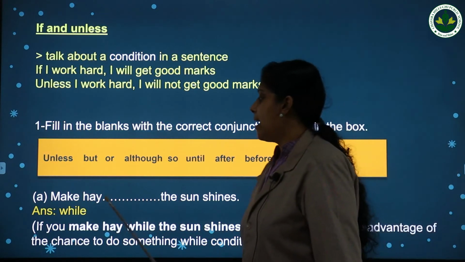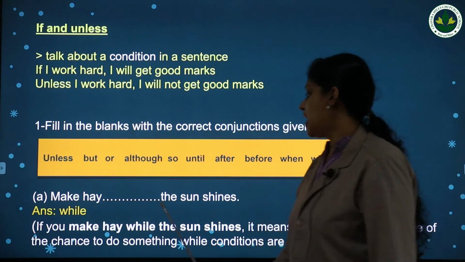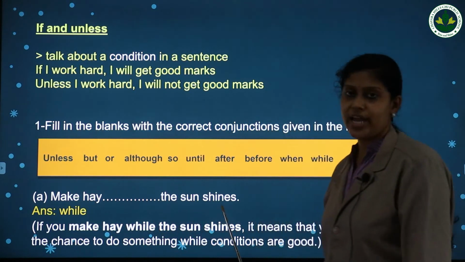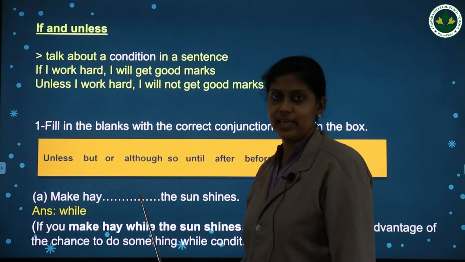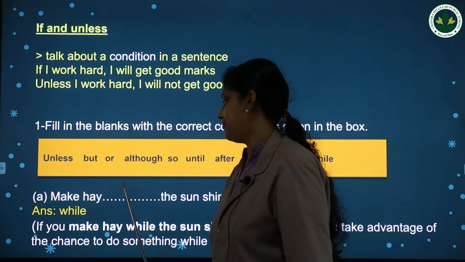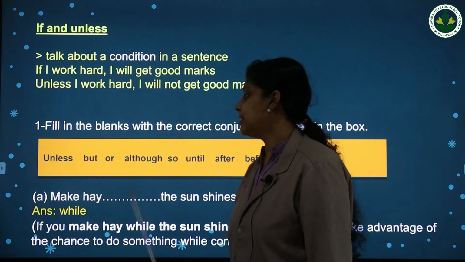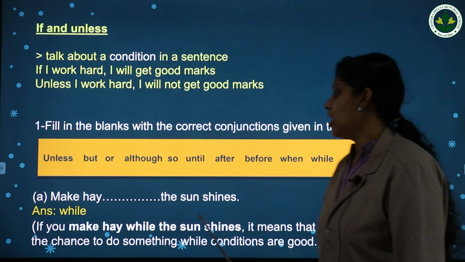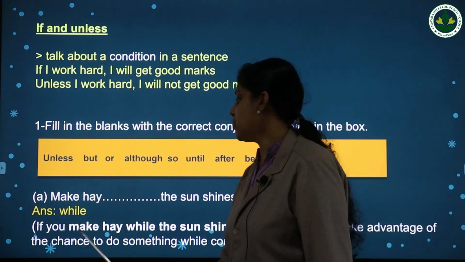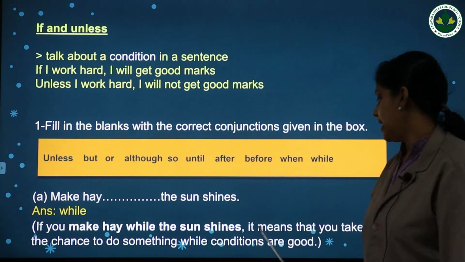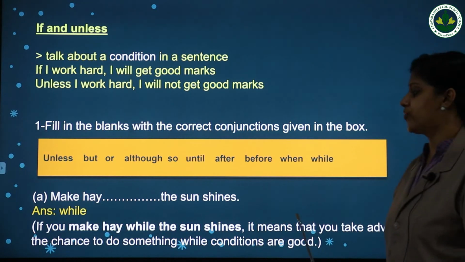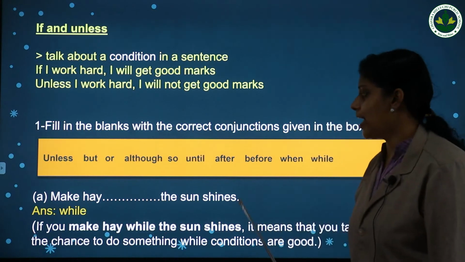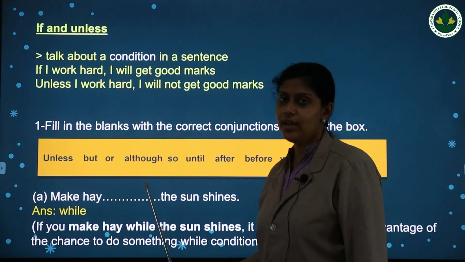First one: make hay dash the sun shines. It is a saying, and the answer is while. Make hay while the sun shines. The meaning is that you take advantage of the chance to do something while conditions are good. So it is a saying, and we should use the conjunction while.